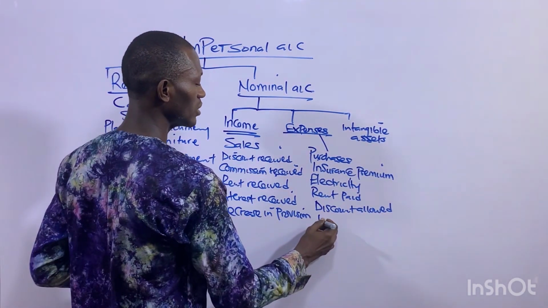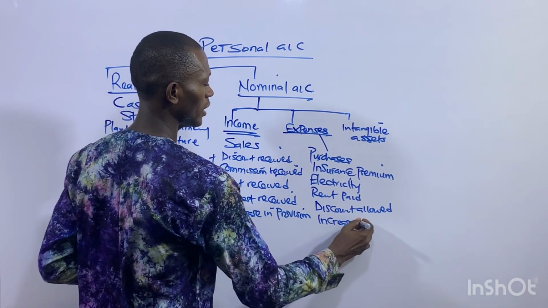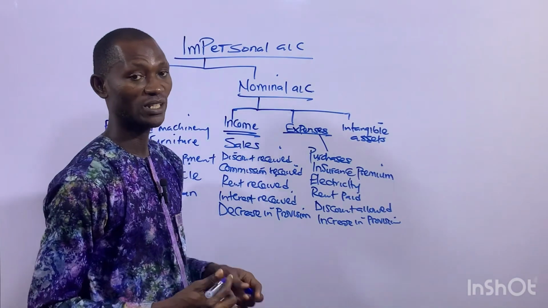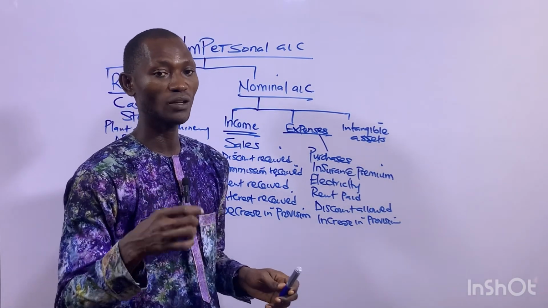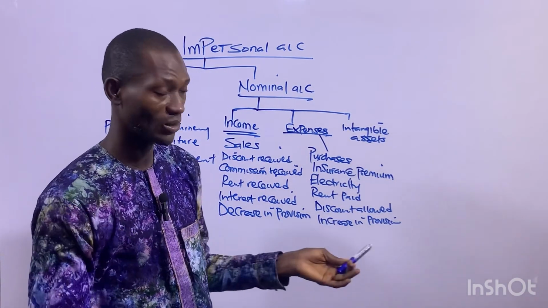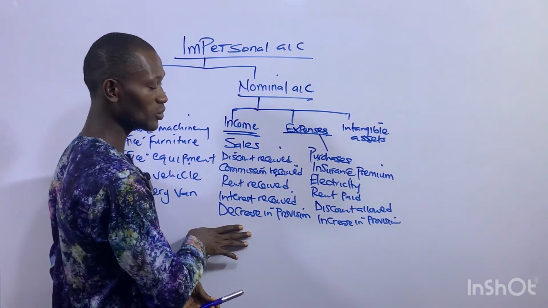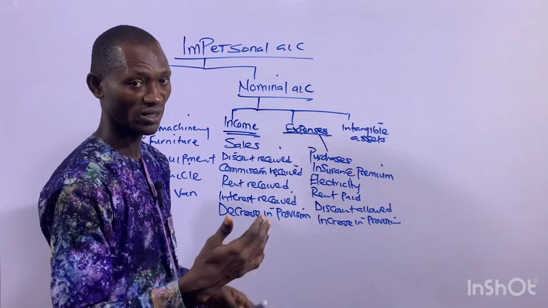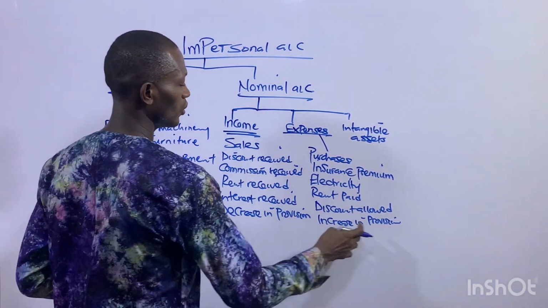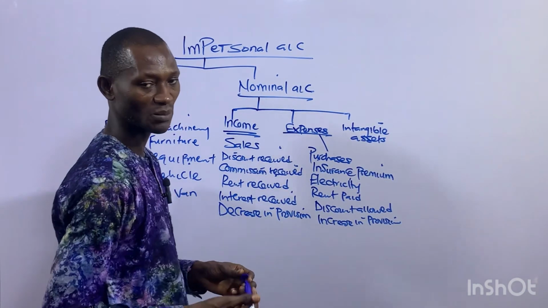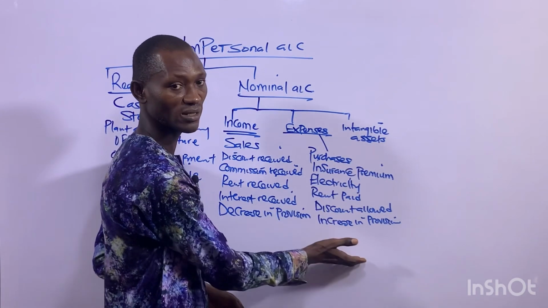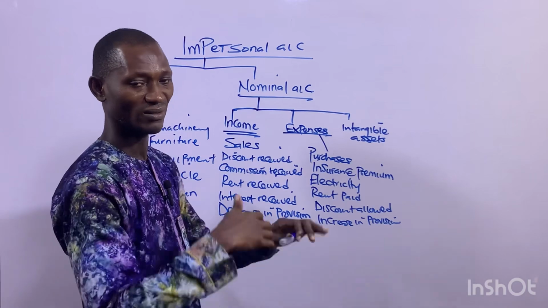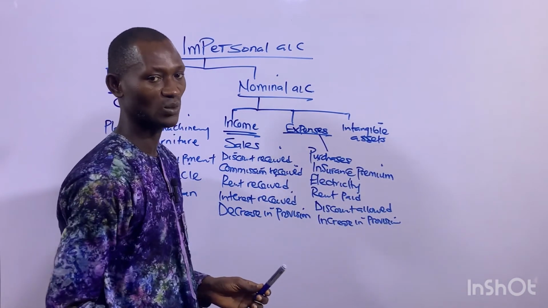Then we could have increase in provision. Increase in provision is an expense which will be written off to the profit or loss account. Then decrease in provision is an income which will be added back to your gross profit in the profit or loss account. So we could have office expenses, administrative expenses, general expenses, carriage outward and all that. All those are expense accounts.